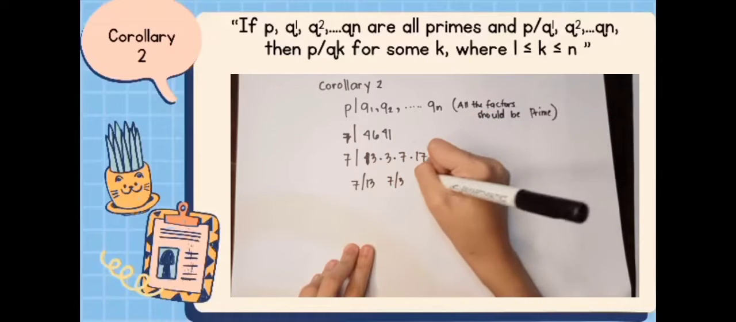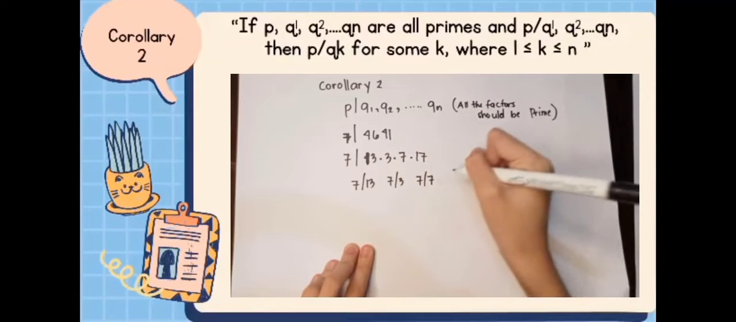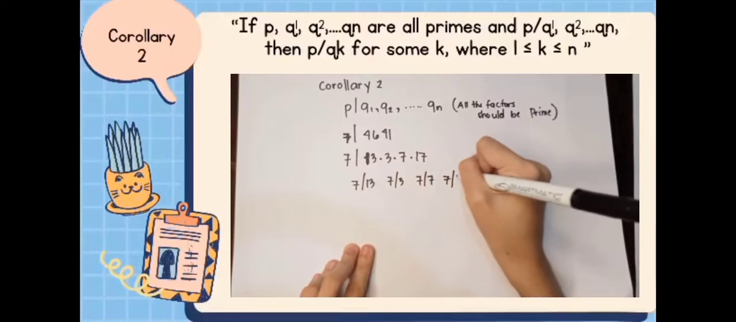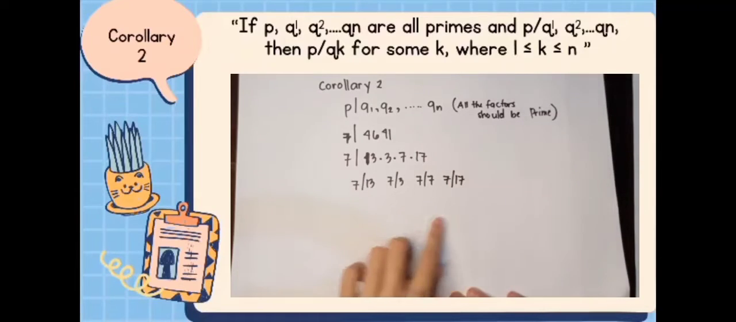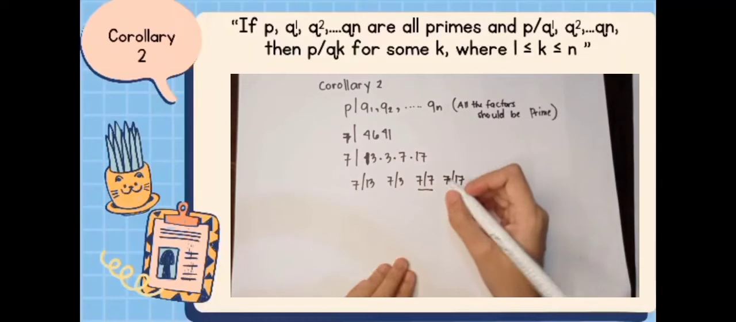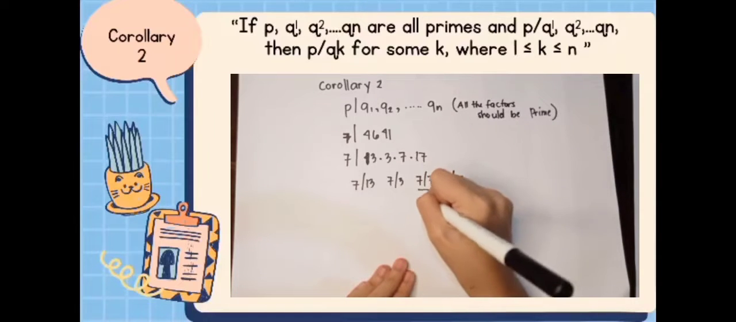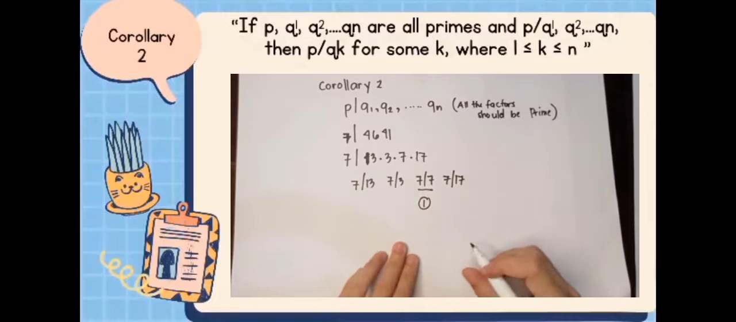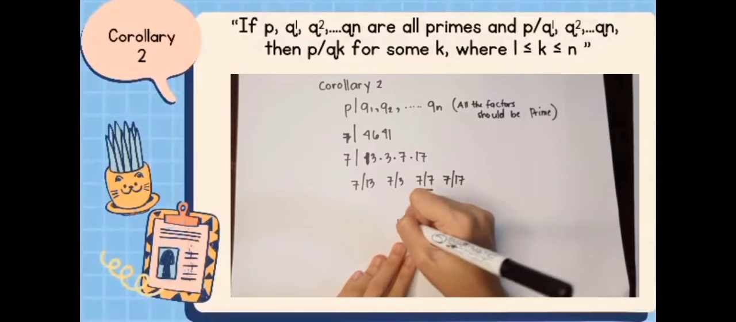So the same process, we have to distribute and multiply the 7 to all the factors. Then we have to identify which among those can give us a positive integer as a quotient. So as we can see, it's the 7 times 7 that would give us a positive integer, which is 1.